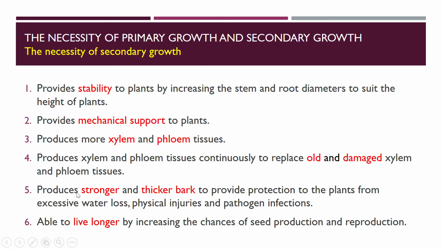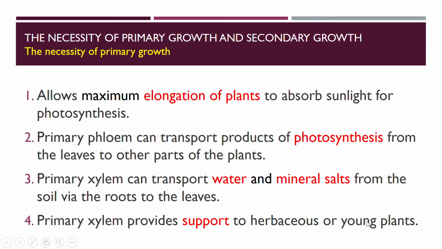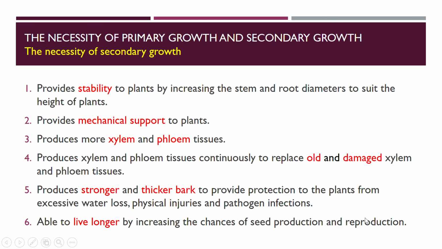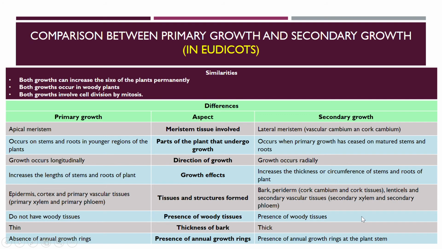ones. Okay, stronger and thicker bark to provide protection from excessive water loss, physical injuries, pathogen infections, live longer, okay, increasing the chances of seed production and reproduction. Boleh bezakan dua ini. Kenapa ada primary growth and also secondary growth.